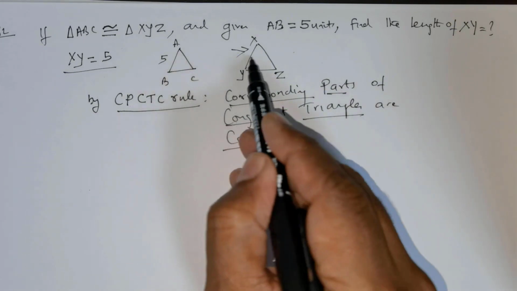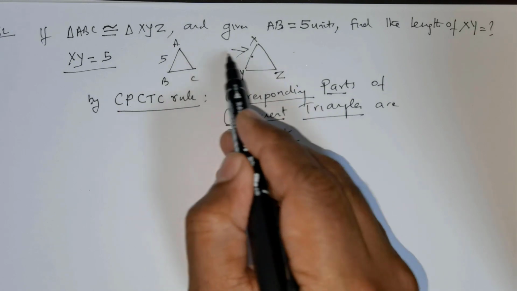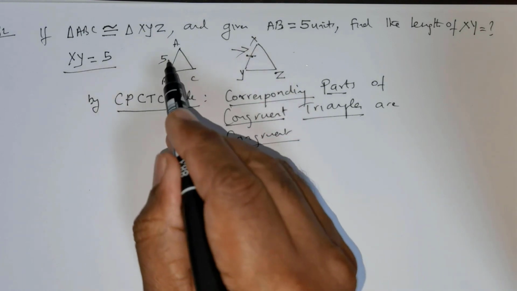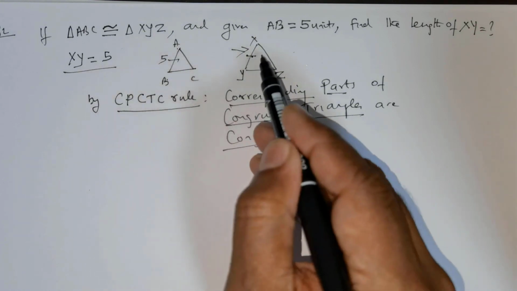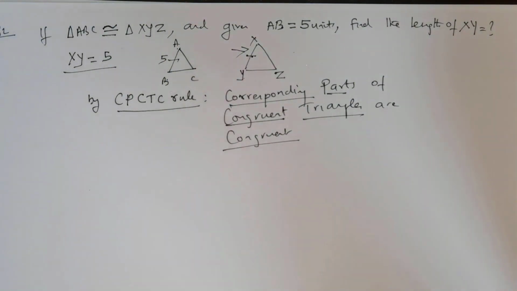So these two triangles are congruent. So the corresponding parts of the triangles are congruent. So AB is 5, then XY will also be equal to 5. So that is the conclusion for this beautiful question.